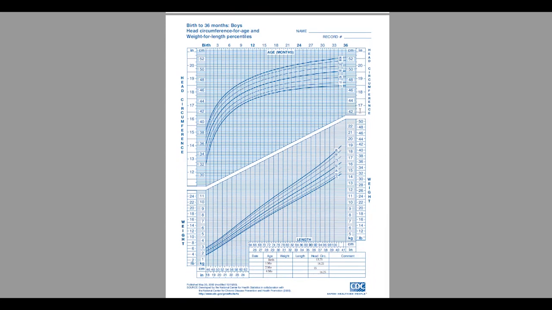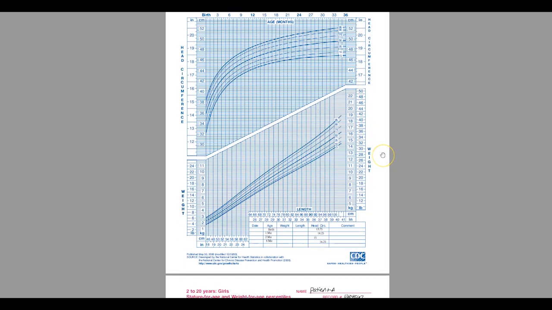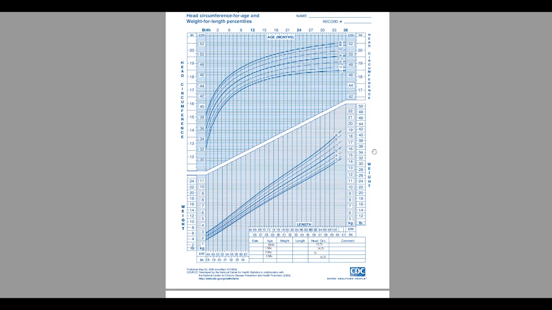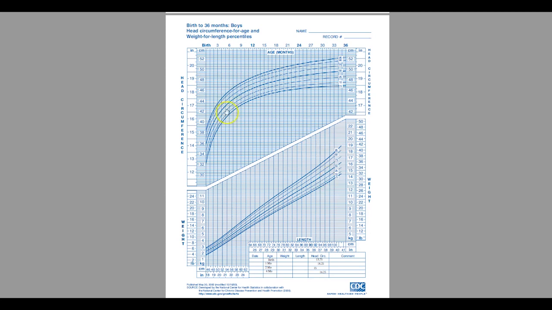The third chart is birth to 36 months, boys' head circumference for age and weight for length percentiles. So on this chart, we're going to plot a couple of them. This chart is also available for girls as well. I did not put it up here because it's a little bit redundant, and you also plot on the girl chart just the same as you would on the head circumference chart that we're going to plot here for a little boy.